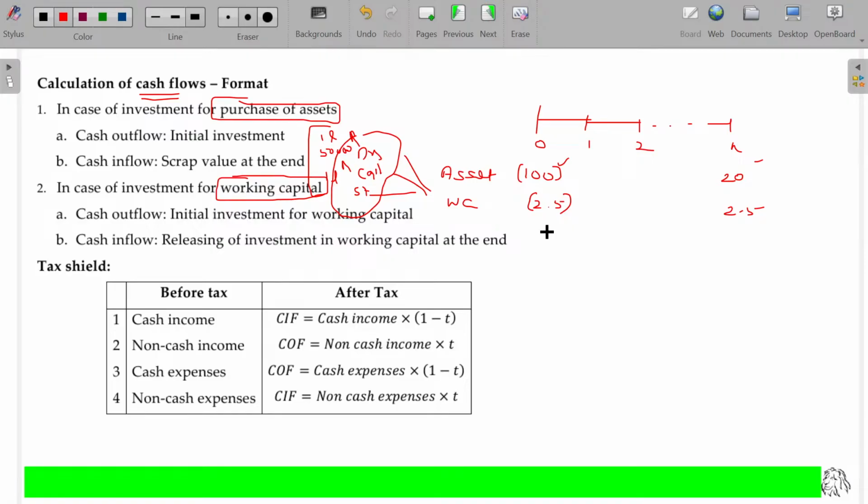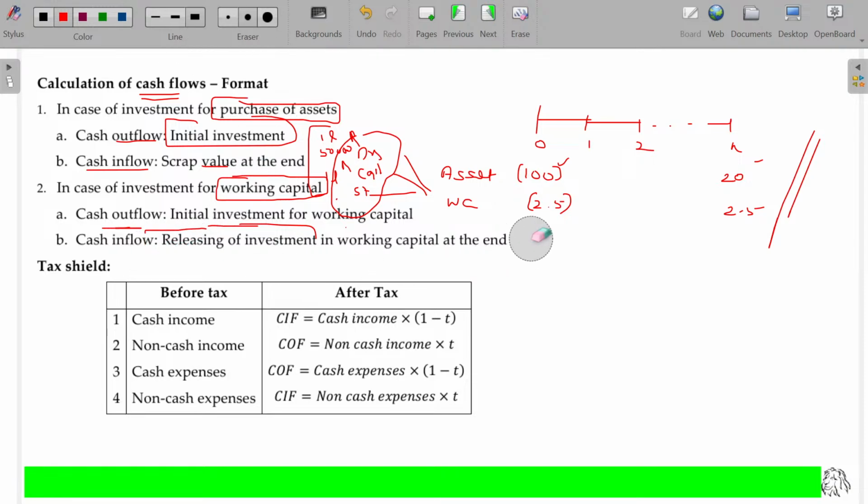So in case of an asset, we start investing with the original value. In the nth period, you have the scrap value. But in case of working capital, you invest as and when it is needed. Always that working capital will be released in the nth period. So these are the 2 points you have to understand. Clear? So initial investment is outflow, scrap is the inflow. In case of working capital, initial investment for the working capital is outflow, releasing that investment at the end, default. Whether it is stated in the question or not, always assume.